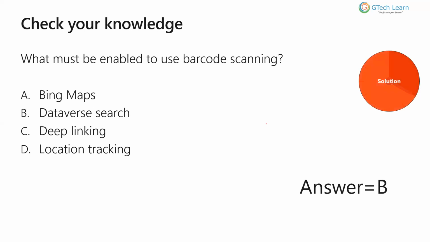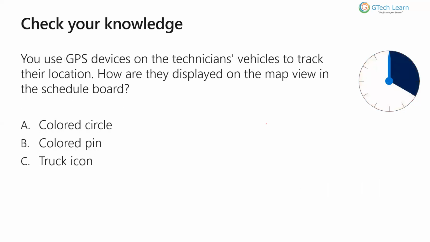Okay, so the correct answer for that question is going to be option B, Dataverse search. Now we are having another question here. You use the GPS devices on the technicians' vehicles to track their locations. How are they displayed on the map view in the schedule board? Whether it's option A, colored circle, colored pin, or truck icon. So let's get your answers on the chat and let me start my timer here.